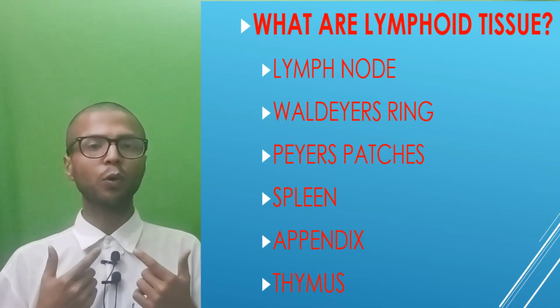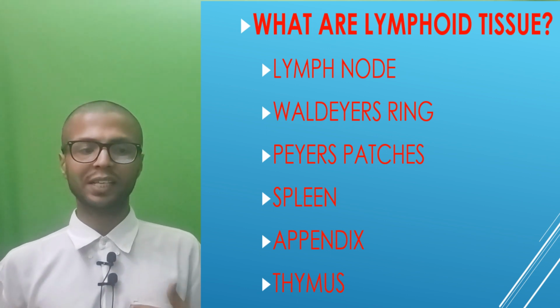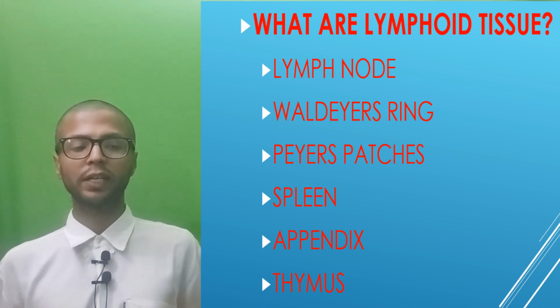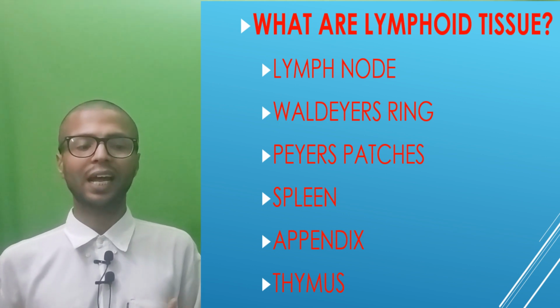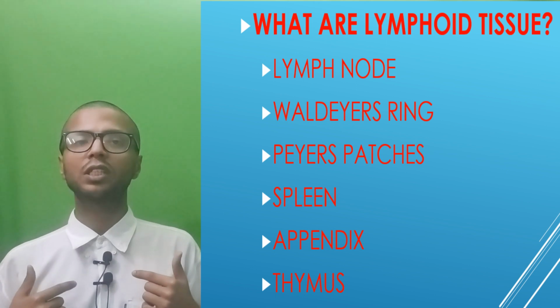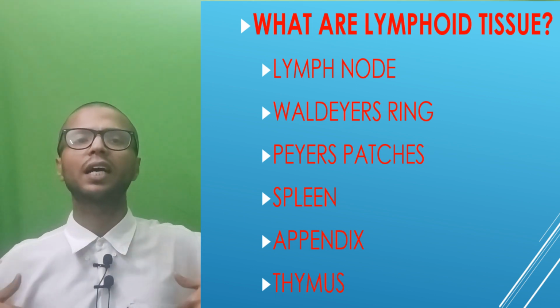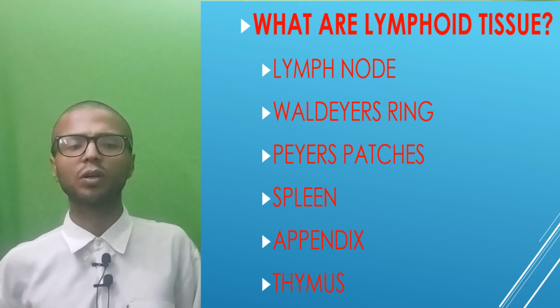One is the lymph node, another is Waldeyer's ring, another is Peyer's patches in the intestine, another is the spleen, another is the appendix and thymus. And there are various lymph nodes in our body, like cervical lymph node, mediastinal lymph node, axillary lymph node, inguinal lymph node.